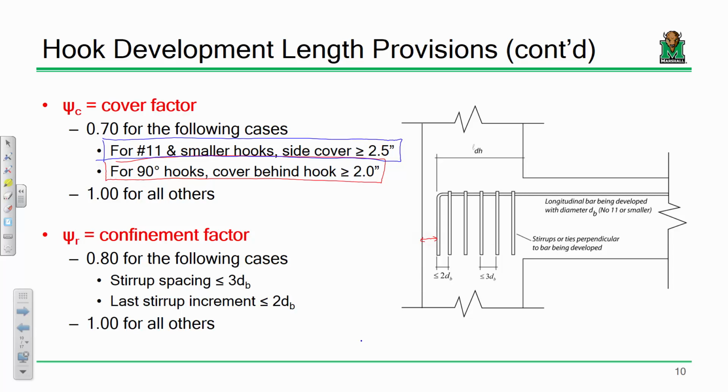Or you can meet this one right here. So if you have a hook that's number 11 or smaller, the side cover has to be greater than or equal to 2.5 inches. So what I mean by that is, if you ever have a hook and the bars are number 11 or smaller, so if you got like a number 8 bar, and the side cover is 3 inches, then you can take this value to be 0.7. And let me pull up an example to illustrate that.